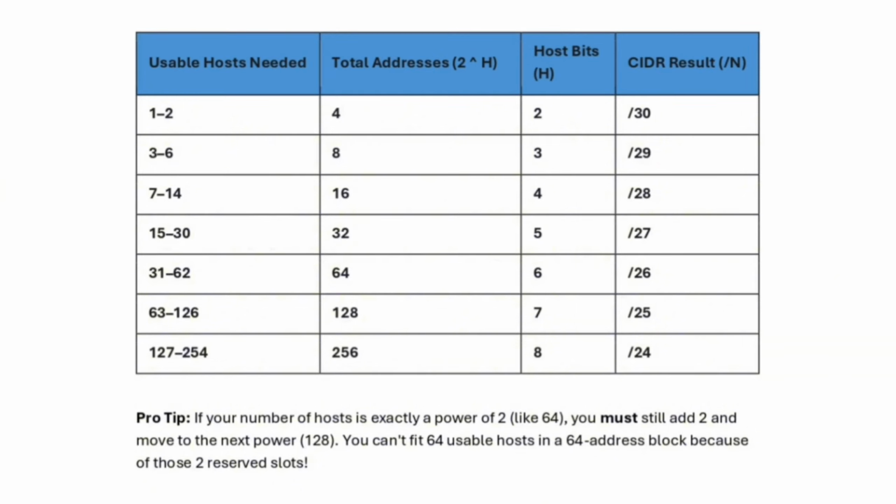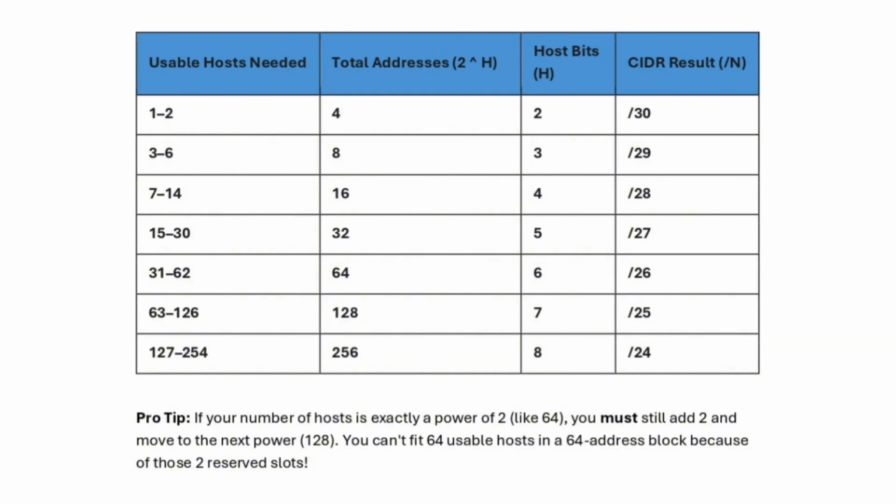So it would be 2 power 8 equals 256, 2 power 7 equals 128, 2 power 6 equals 64. The power of 2 that gives the total addresses, we take that power as host bits. For the CIDR result, it would be total bits minus the host bits. If the usable hosts needed are between 127 and 254, we take total addresses simply as 256, which is 2 power 8.